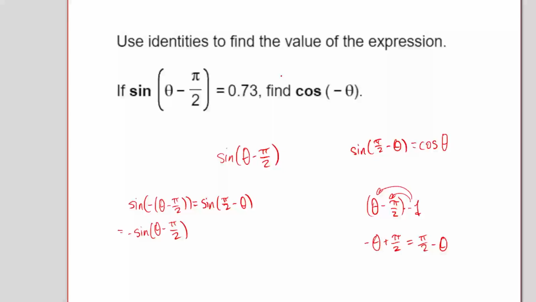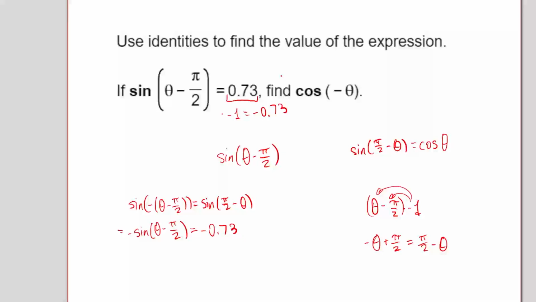Reason being is because if we have sine of a negative angle, it's equal to negative times the sine of that positive angle. So to find the value of this, we have to take this and multiply by negative 1, and we'll just get negative 0.73. Because this is sine of theta minus pi over 2. If you multiply that by a negative, then we have to multiply the output by a negative, and we'll get negative 0.73.